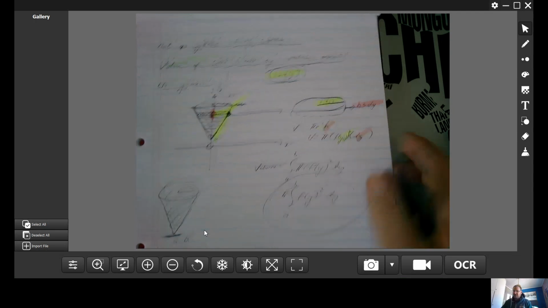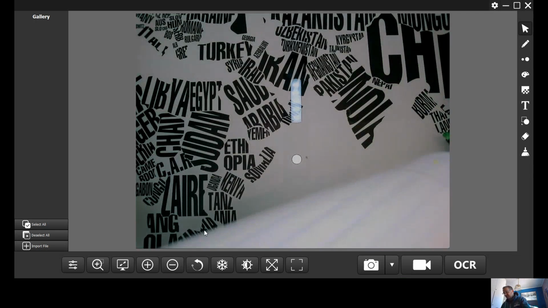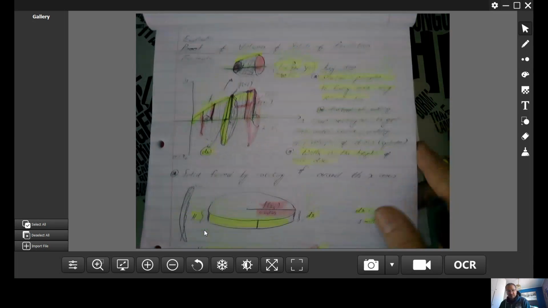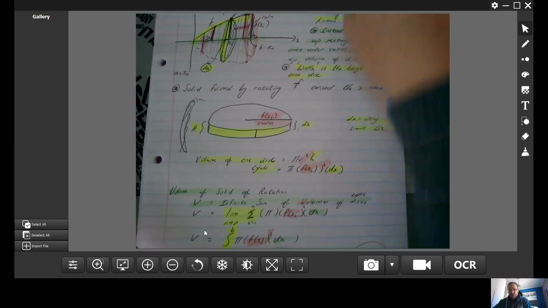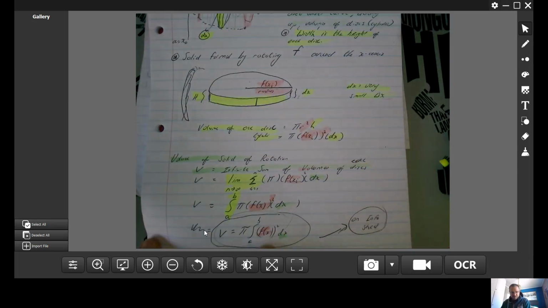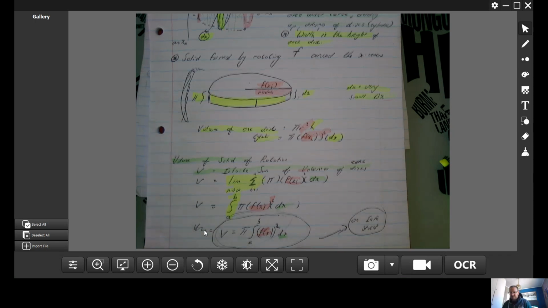But that's not really in the syllabus. Strictly speaking, the main part in the syllabus is this whole thing over here, which gives us the formula that we're going to use. Volume is equal to pi times the integral between a and b of f of x squared with respect to x. Just don't forget to do the square when you use it. A lot of people forget that.